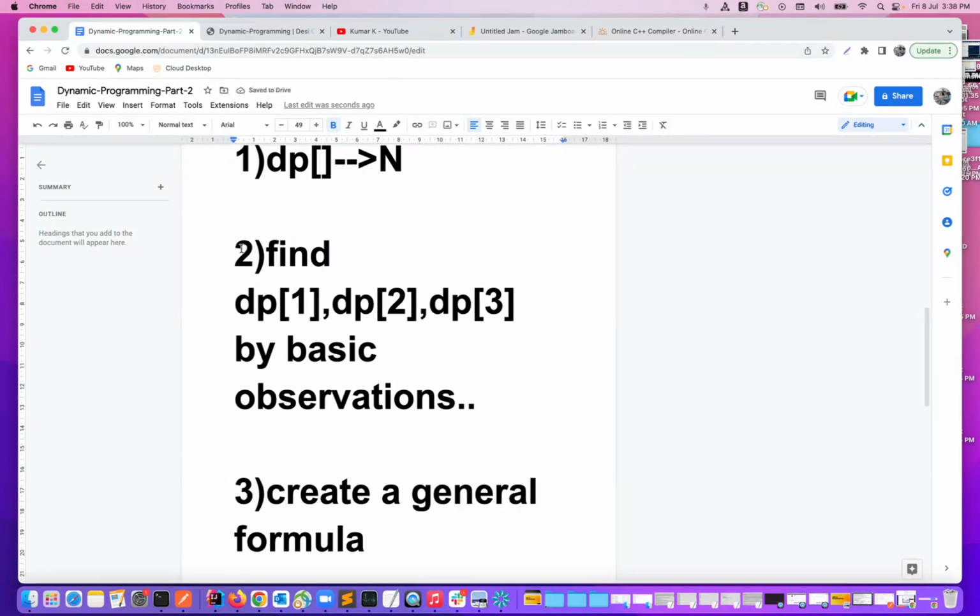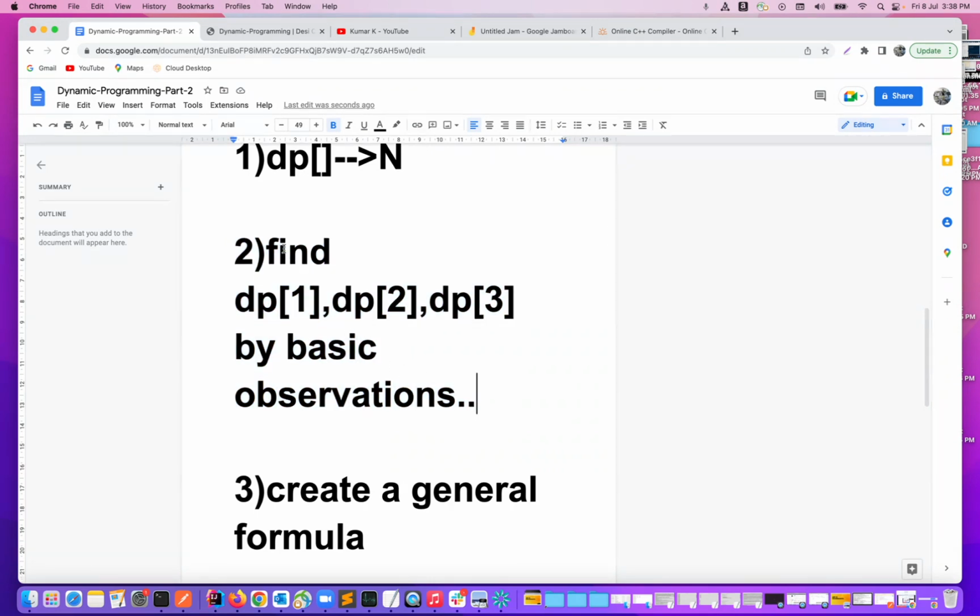Okay, this step is really important because it helps you get a basic understanding of the problem, and it also helps us with the base cases. So always do this step. Step number 2: find the value of dp1, dp2, dp3 by basic observations.